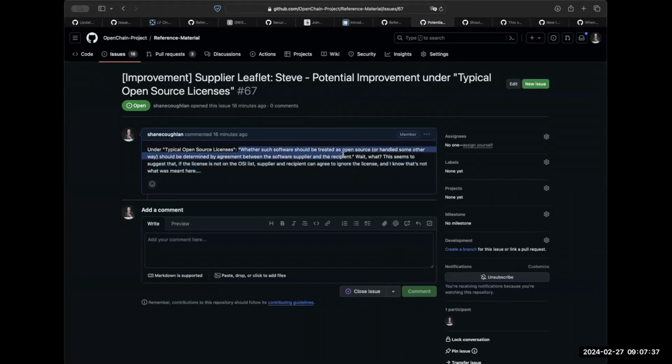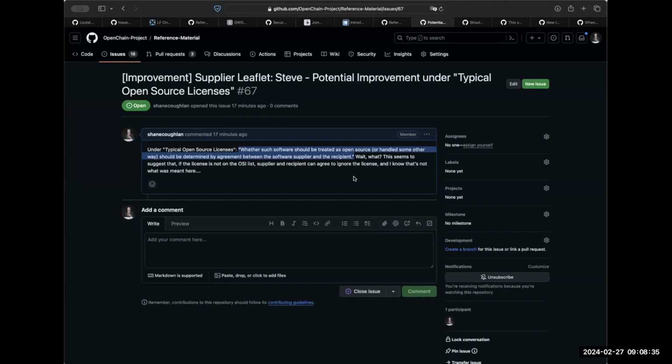This is an interesting comment. I'm going to just make a note here that I read the intent of this sentence as saying that whether something is open source or not is determined by the companies in the transaction. And Steve's concerned that if something's not on the OSI list, the supplier and recipient could agree to ignore the license. And the challenge here is whether the authority to determine what is open source in a transaction lies with the parties making the transaction or a third party, the OSI, and how that should be described. I actually think that it's reasonable for the 2 parties in the transaction to decide what is open source to them using whatever definition that they choose.